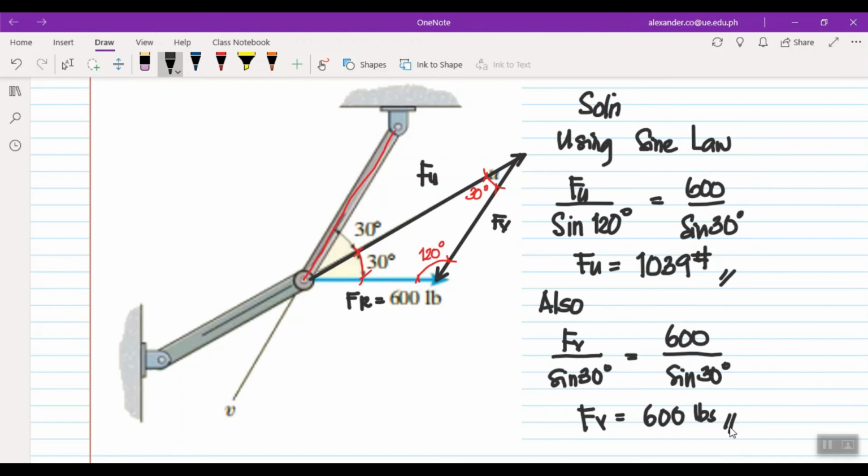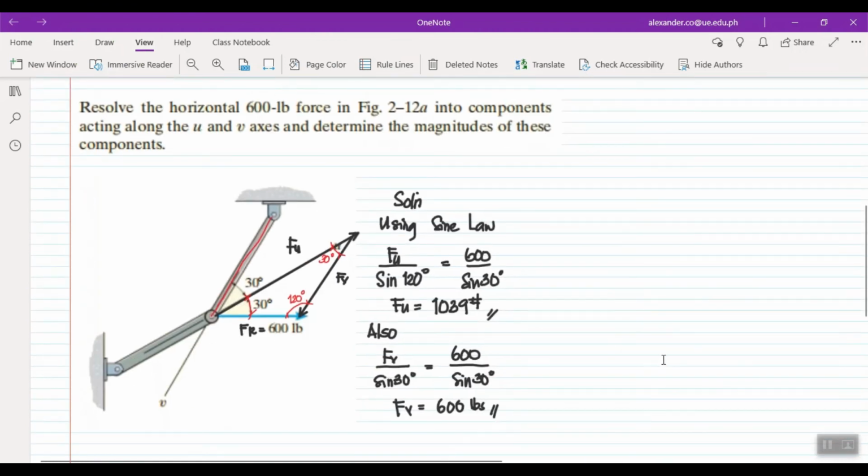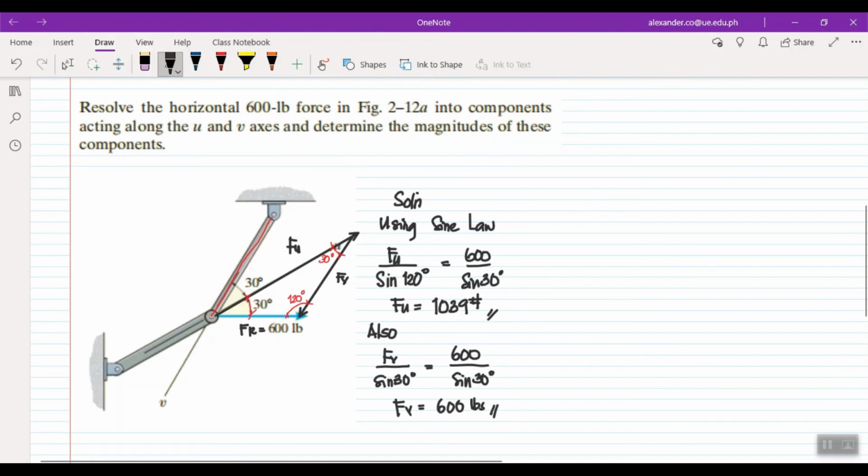So, madali lang, no? Kung alam nyo yun, paano gagawin. So, that's it. Tapos na. Madali lang, maiksi lang. May tinatanong pa ba dito? Component niyan, Fu, Fb, nakuha na natin yung component and determine the magnitude of this component. Now, Fu is now equal to, shade lang natin yung final answer. Highlight pala. 1,039 lb in Fu and 600 lb in Fb.